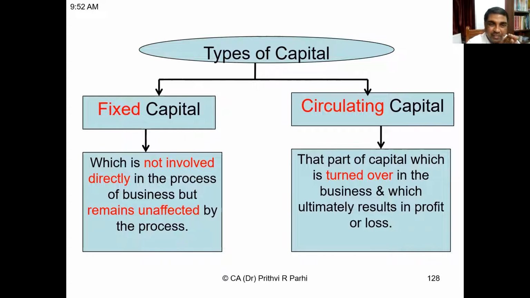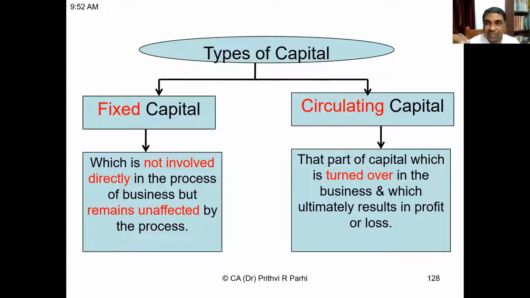Okay. And in this context, in order to understand the concept of capital and revenue, we need to understand some of the basic concepts related to business. As you are aware, if you want to run a business, you need some capital. Capital is the money which is invested in the business. I think most of you are aware of that.